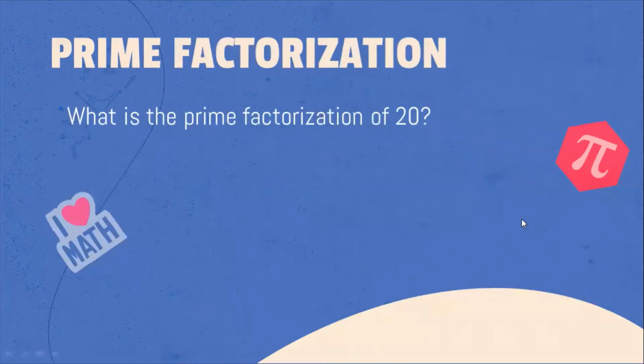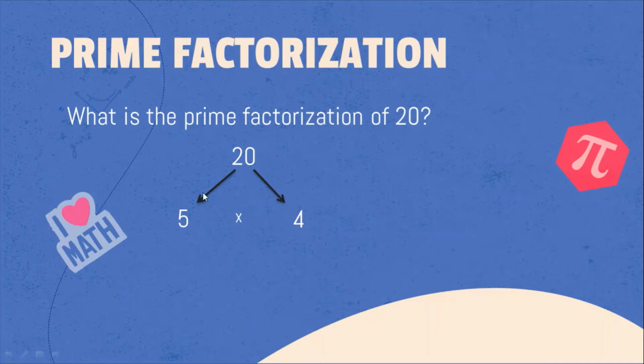Okay, let's have an example. What is the prime factorization of 20? We will now be looking for the factors of 20, and we have different factors for 20 such as 5 multiplied by 4. 5 times 4 is 20.